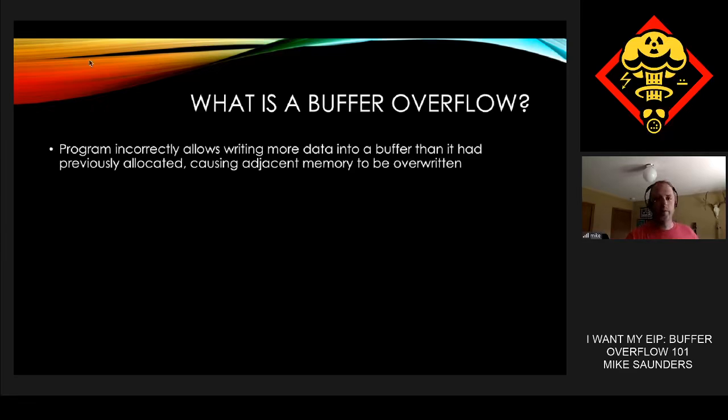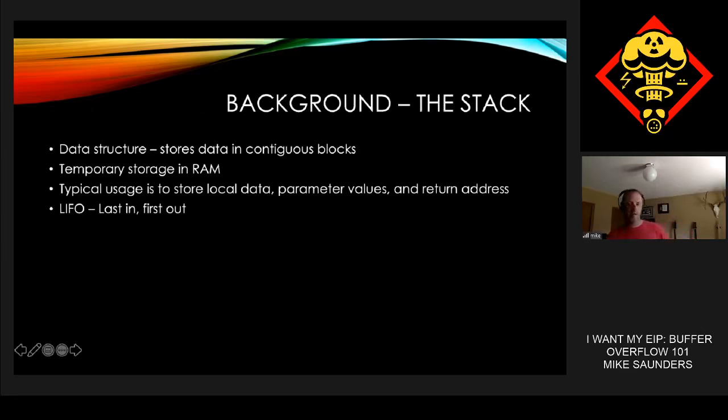Oops, wrong screen here. So before we do that, I have to give you some background. I talked about the stack a couple of times, possibly. The stack is a data structure. It stores data in contiguous blocks, and it's temporary storage in RAM. It's typically used to store local data, things like parameter values, data about the particular function that you're in, for instance, main and these various subroutines, each one will have its own memory space.